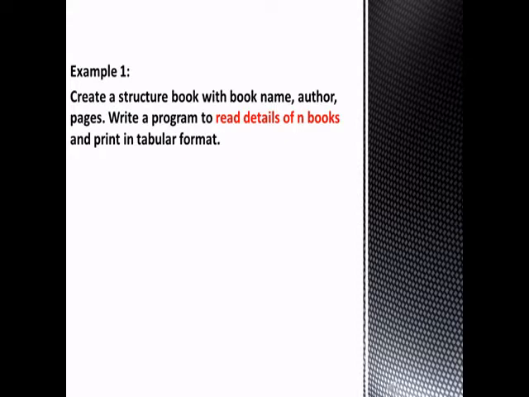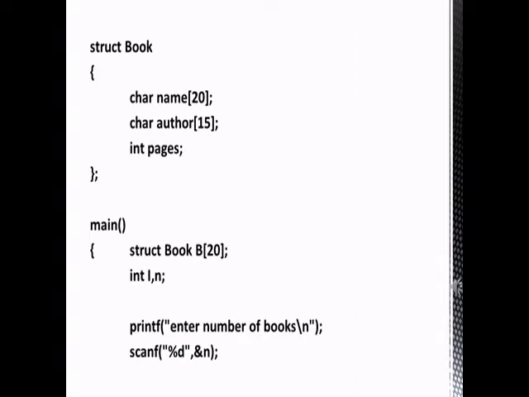So the first question: create a structure book with book name, author and pages. Read the details of n books and print it in a tabular format. Here we created a structure book with character array name, character array author, and pages of integer type. In the main program, you created a structure book B of 20, which means B is an array of structures where you can store the details of 20 books.